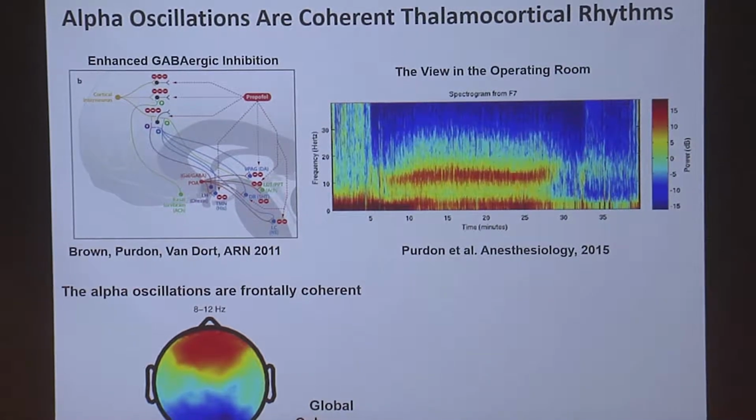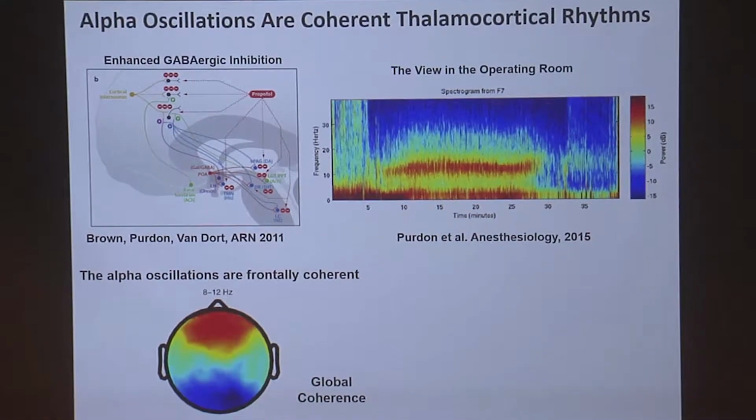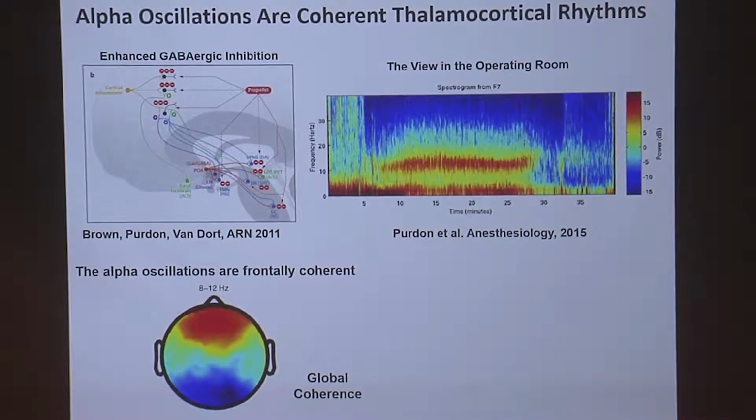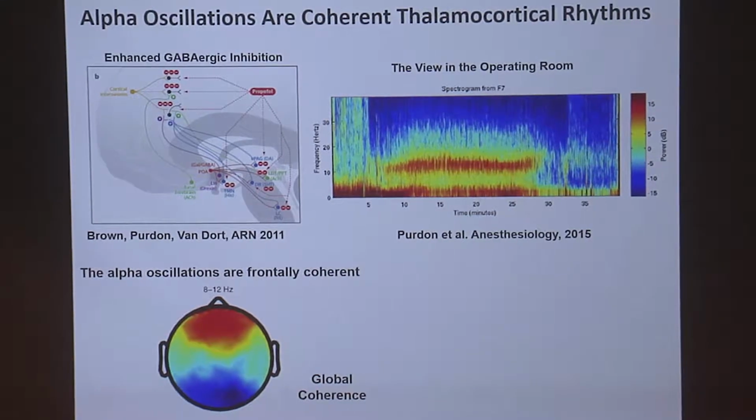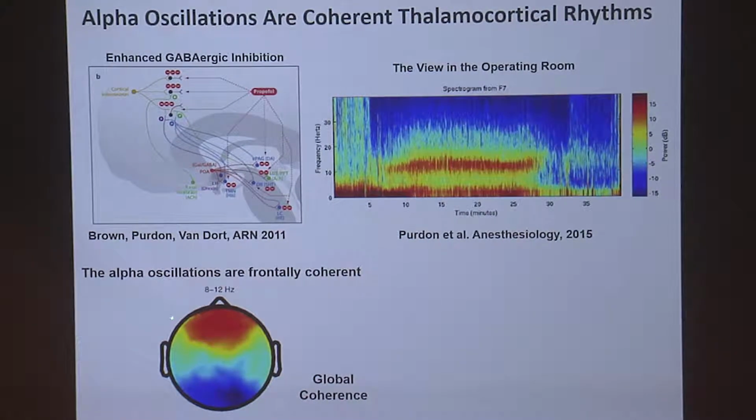Now, I just have to tell you one other little factoid. That 10 hertz oscillation, when it appeared in the front of the head, it was highly coherent. In other words, if you calculate the global coherence or just the simple correlation coefficients at the alpha frequency, all the sites in the front of the head are moving in unison like this. They're quite tethered one to the other, right?